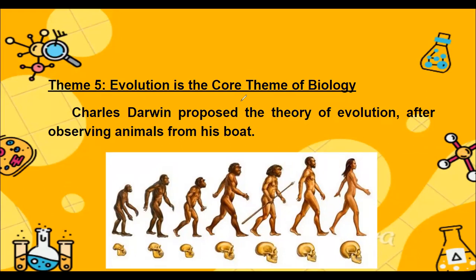Okay. And according to Charles Darwin, Charles Darwin proposed the theory of evolution after observing animals from his boat. So meron tayo dito tinatawag na theory of evolution that is proposed by Charles Darwin, that by observing the animals, dito niya na-propose na humans came from apes. So, nag-start daw tayo dito sa stage na ito and nagkaroon ng evolution na tinatawag. So, that is the theory of evolution.